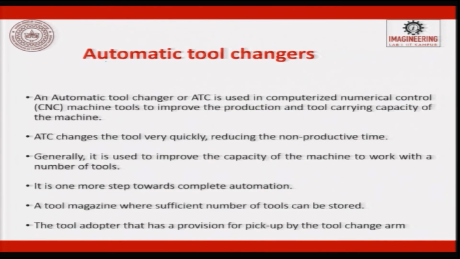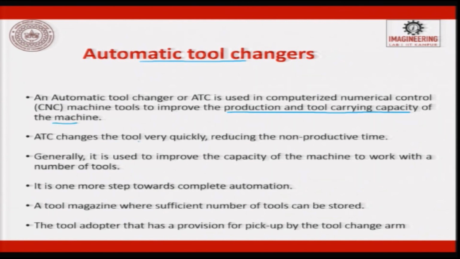So, now we have seen the tool material and the tool holder modularity. Now, let us see a very important thing which is called the automatic tool changer. Like we saw the automatic pallet changer for improving productivity, we will also see automatic tool changers here. This is to change the tool from one to the other, such that in a single setting you can do multiple machining operations. An automatic tool changer, or ATC, is used in computerized numerical control machine tools to improve the production and tool carrying capacity of the machine.